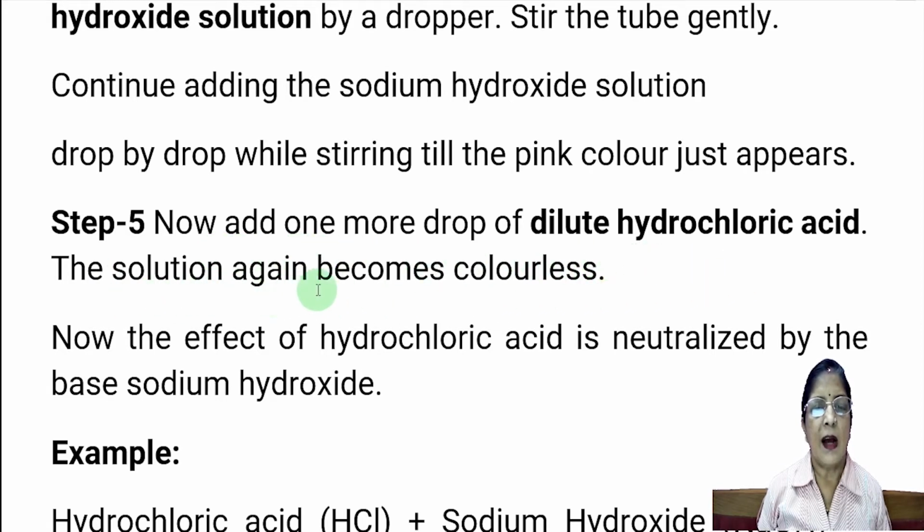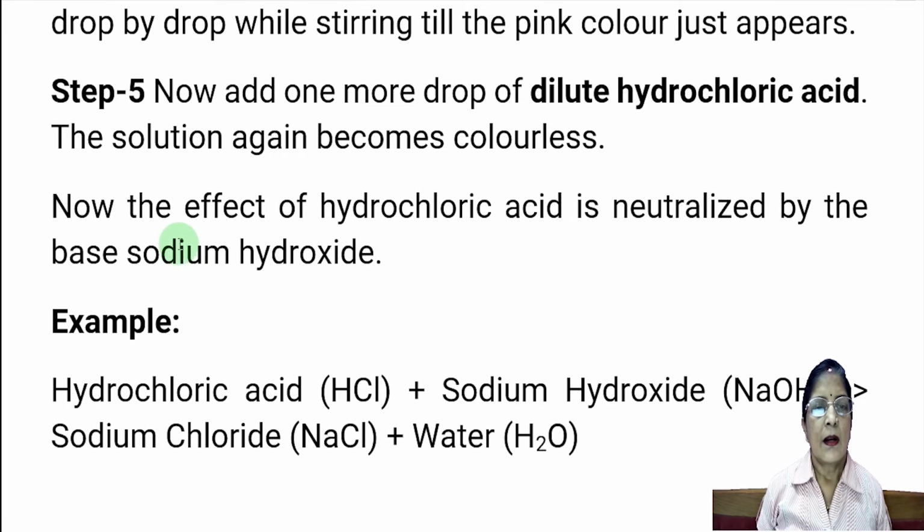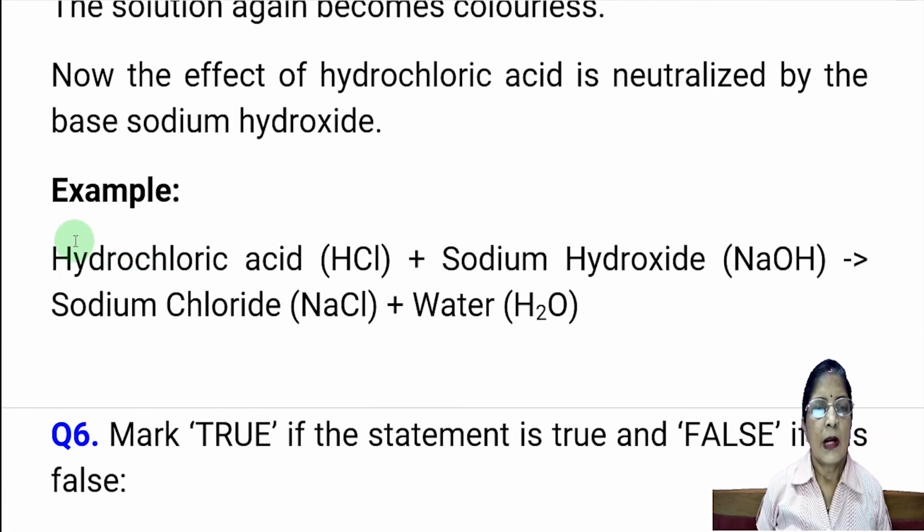The solution again becomes colorless. Now the effect of hydrochloric acid is neutralized by the base sodium hydroxide. Now this is the example for the neutralization reaction. Hydrochloric acid or HCl plus sodium hydroxide or NaOH gives sodium chloride or NaCl plus water or H2O.